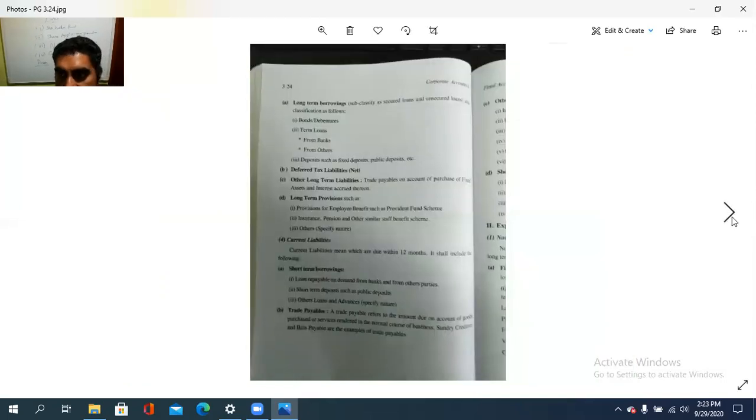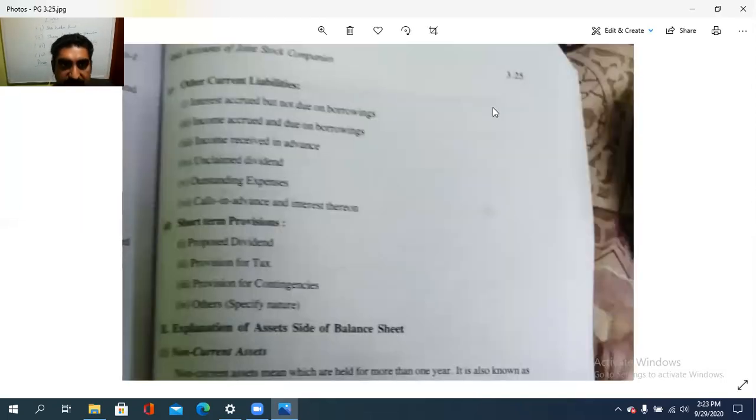The items. Then other current liability like interest accrued but not due on borrowings, interest accrued and due on borrowings, income received in advance, unclaimed dividend, outstanding expense, calls in advance and interest thereon, and also short-term provisions like proposed dividend, provision for tax, provision for contingency, others, etc. So these are the liability items. ഇത്രയുമാണ് ഫിക്സഡ് ലയബിലിറ്റി, കറന്റ് ലയബിലിറ്റി ആയിട്ട് എഴുതേണ്ടത്.